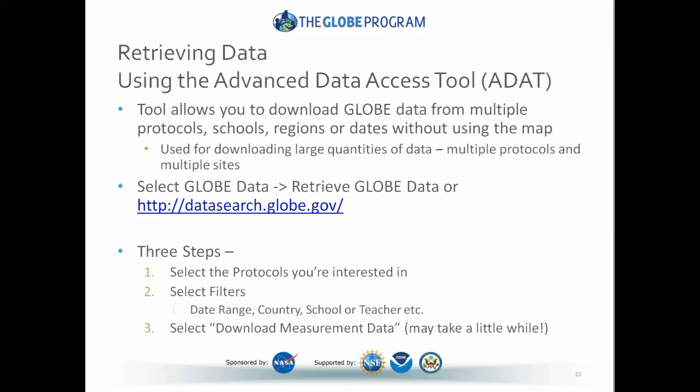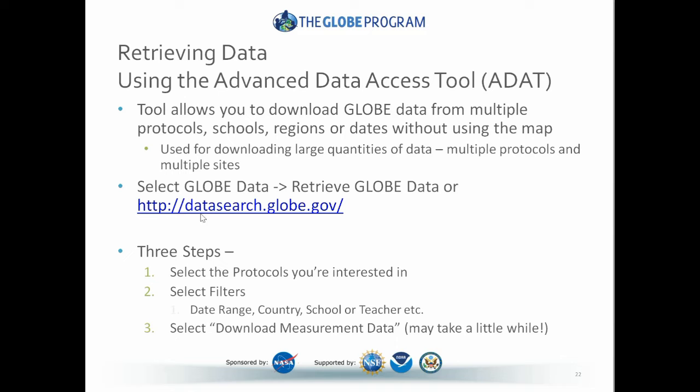If you want to see the data on a map and click on individual sites, you'll probably use the Viz system. Again, you can access this by going to datasearch.globe.gov, or up under Globe Data you can see a link to retrieve Globe data. Just like the Viz system, there are 3 steps. Select the protocols you're interested in, apply any filters, and then select download the measurement data.